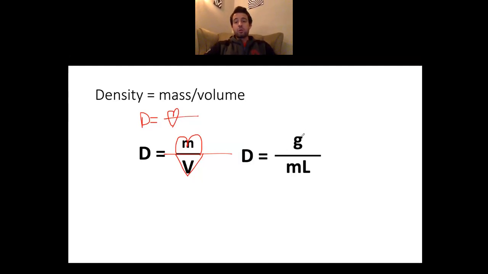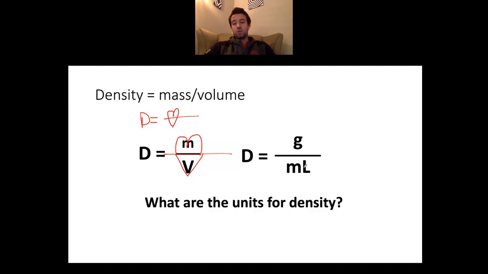Then the important thing to remember is we're going to use the units, grams divided by milliliters, or we'll just write it like this, g/mL. Those are our units because mass is always grams, volume is always milliliters. So our units for density are just going to be grams divided by milliliters, or g/mL.